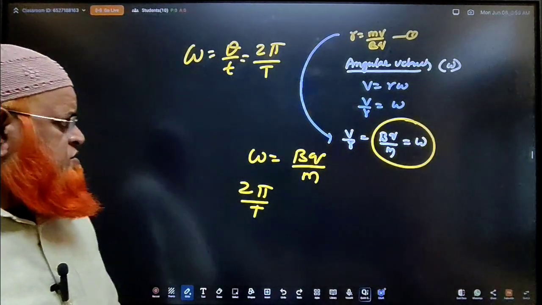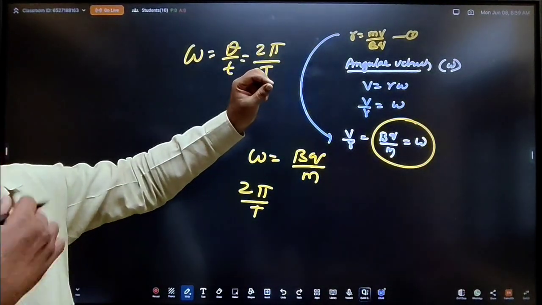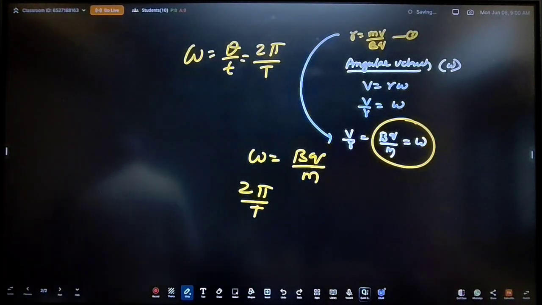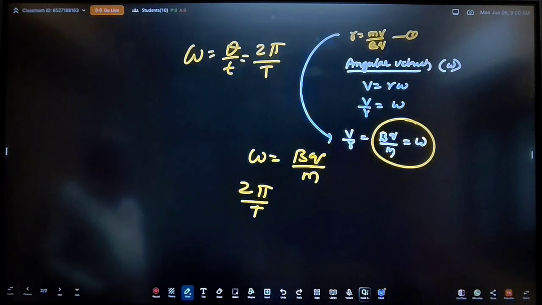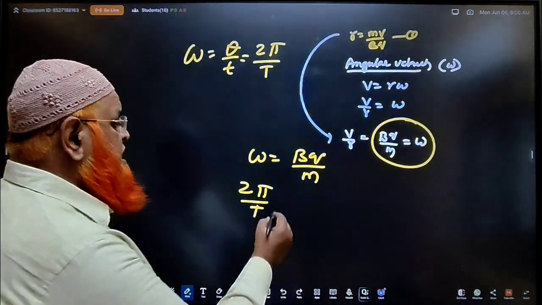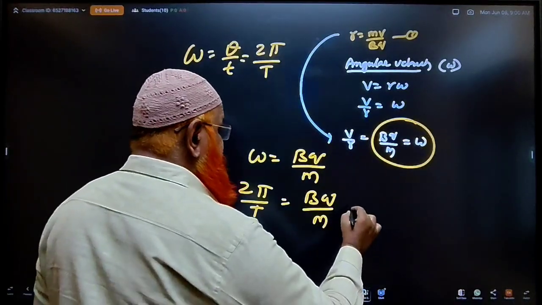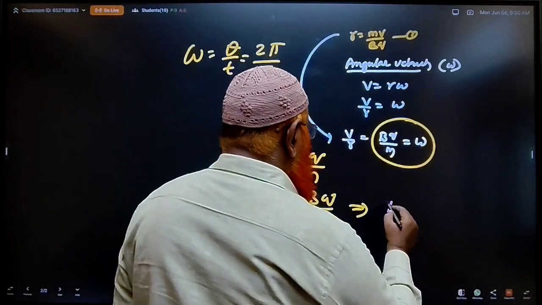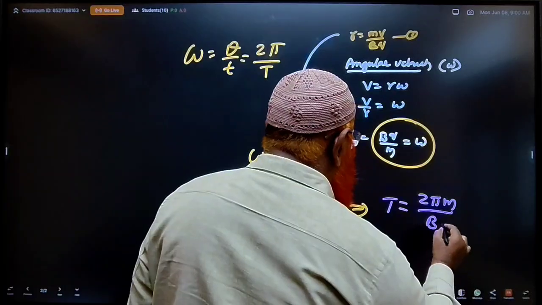Understood what I'm saying now? So, omega is equal to theta by t, which is nothing but for one revolution we take the angle as 360, which is taken as 2 pi. So omega is nothing but 2 pi by capital T, which is also written as bq by m. Therefore the final formula you're getting here is T is equal to, by cross multiplication, 2 pi m by bq.